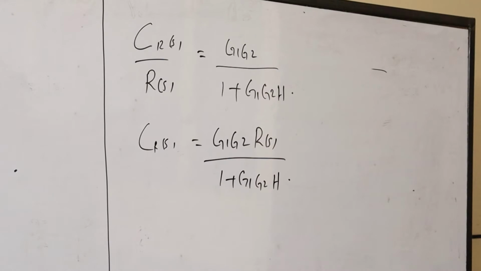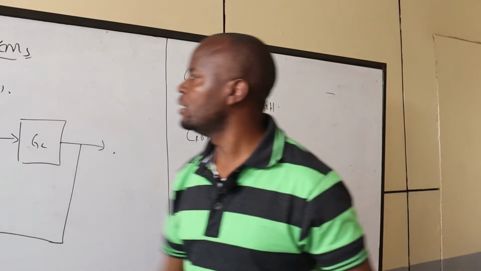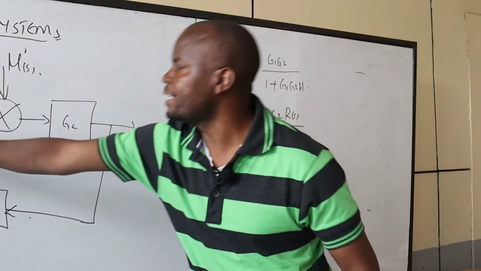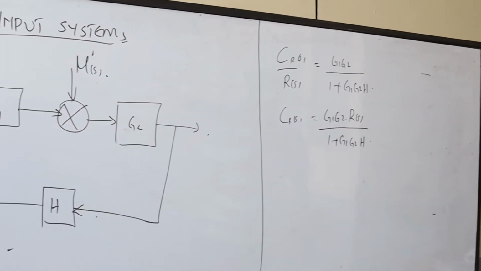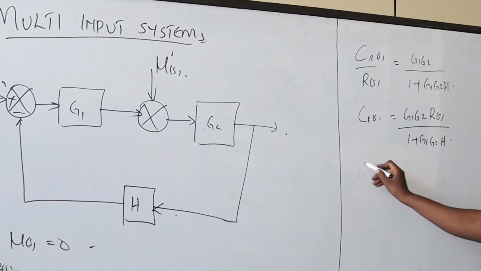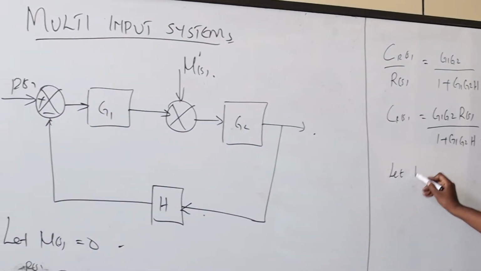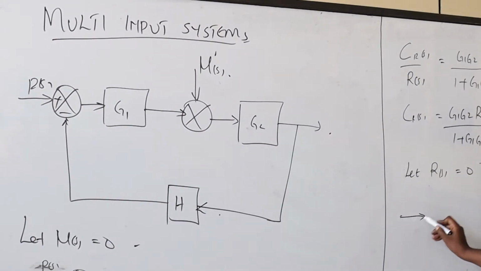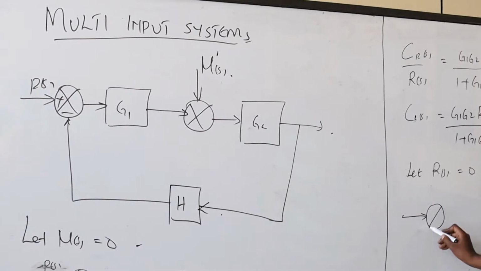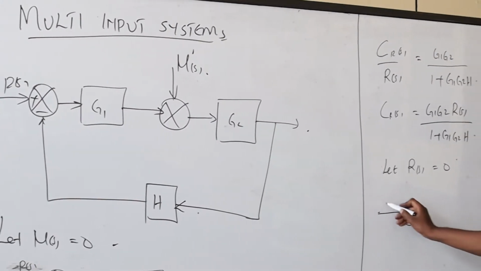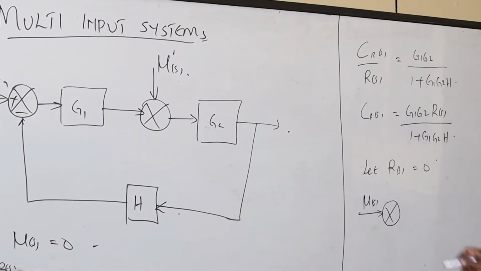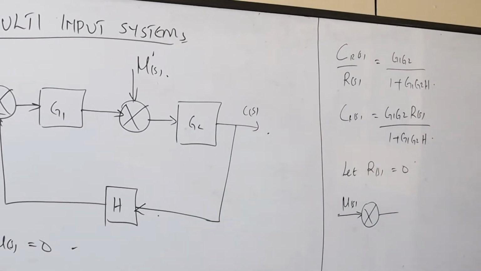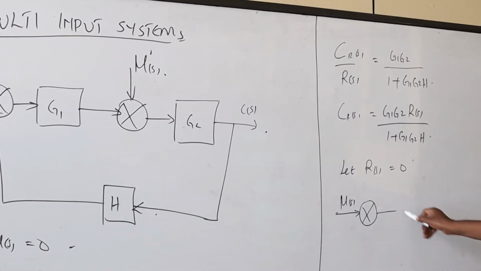Then again, after doing that, we now let R of S be equal to 0 and do the same. If R of S is 0, then we can redraw the block diagram. We have mu of S, and the only thing in the forward element, because the output was C of S, will now be G2.